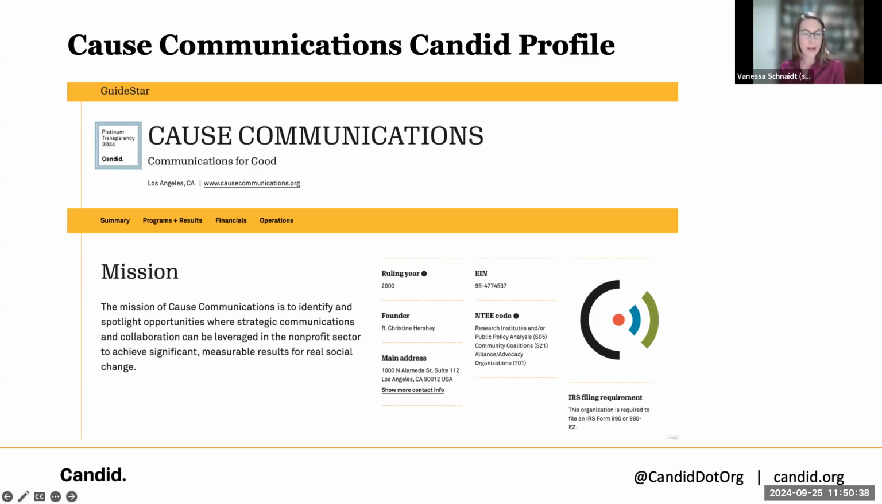So in the next few minutes, I'll be sharing a little bit more about why we choose to invest in building out our Candid profile, how those benefits can be applicable to you, and some tips for how to put these concepts into action in your own organization. And these tips are designed for organizations that already have a profile and are looking to move to that next level, and for those who are just getting started.